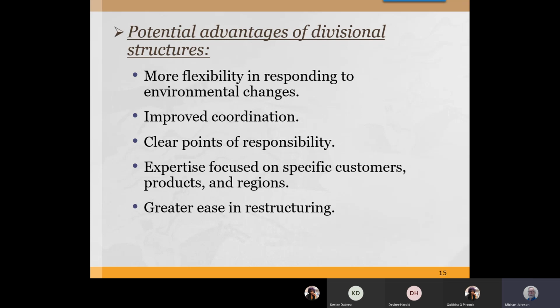So in this case here, some of the advantages of this would be more flexibility in responding to environmental changes. Again, we can tailor that particular division to achieve whatever it needs to achieve specifically for the function of that particular group. Improving coordination, also clearing points of responsibility. We can actually see a hierarchical structure within that particular division, and also expertise focused on specific customer products and regions. Again, we can break it down very carefully. And greater ease in restructuring the organization, so I can redefine it, break it down even further if I need to. So those are the advantages.